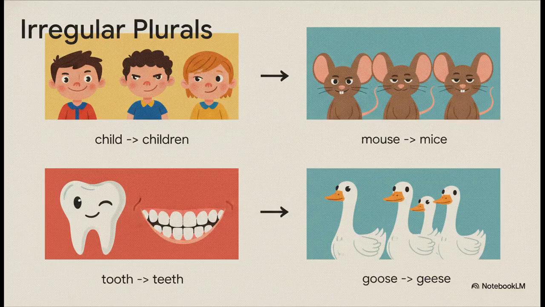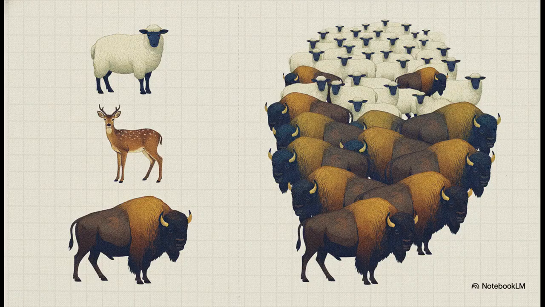And then we have the absolute rule breakers. These irregular nouns change their entire spelling instead of just adding a letter at the end. A child becomes children. A man becomes men. Mouse shifts entirely to mice, and tooth goes to teeth. For these historical rebels of the English language, you really just have to memorize them. And lastly, we have invisible plurals. Some nouns, especially animals like sheep, deer, and bison, stay exactly the same whether you're looking at one of them or 100 of them. It's this fascinating little quirk where the context of your sentence is literally the only way someone knows if you're talking about one lone sheep or an entire flock.